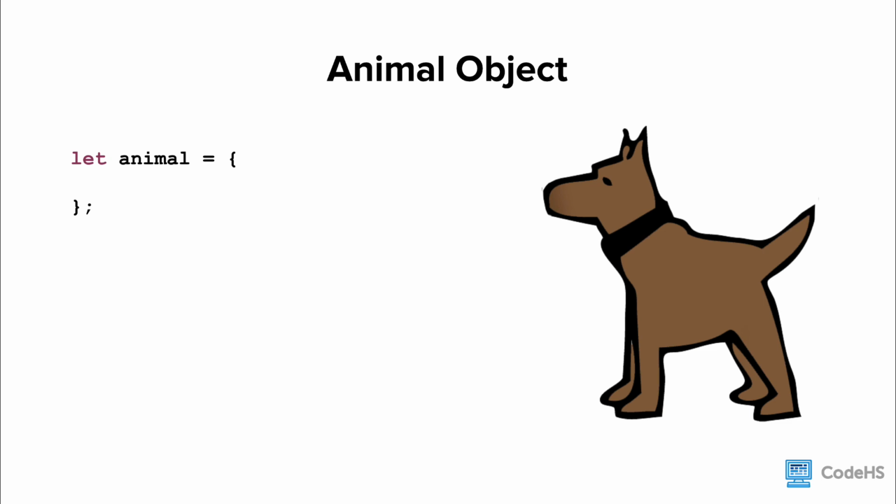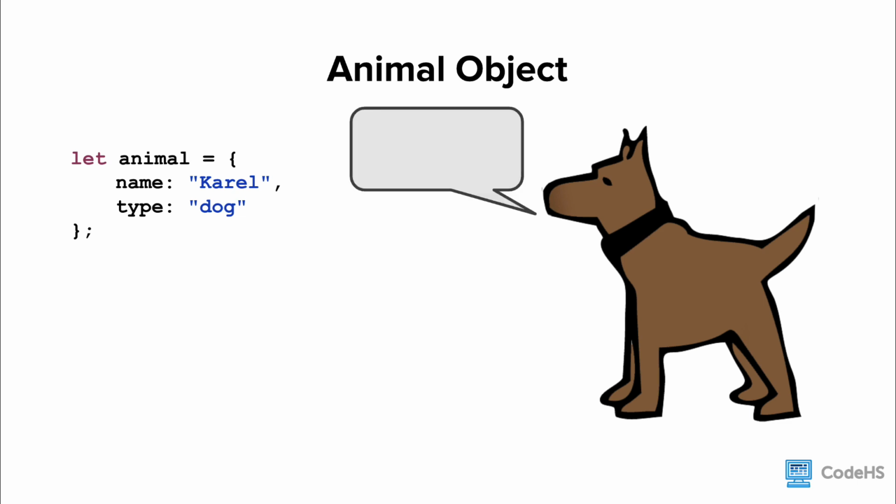Let's start by adding two properties, name and type. The first method or action we'll add is the speak method. Let's have the animal say hi to start. A method is just another key-value pair. So to start, we'll add speak as the key. Since a method is an action, we are going to have the value be a function that does something, like this.